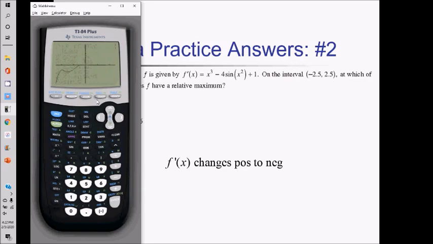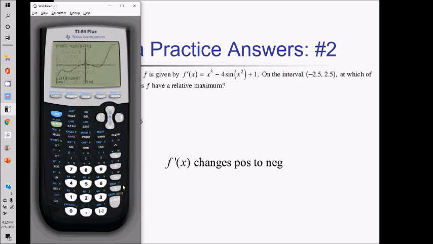So we go up and down a little bit. We cross the x-axis, cross again, cross one more time. The only place we're changing from positive to negative for f prime is this spot right here, somewhere between 0 and 1. Let me do second trace to find that exact one, and then 0 is the option here, is option 2.